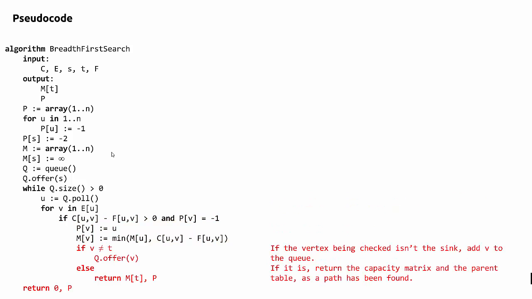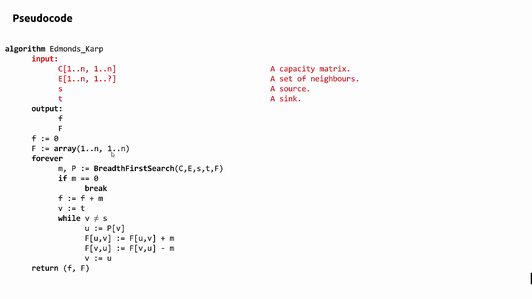Then if the vertex being checked isn't the sink, you add v to the queue. And if it is, you've found the sink, and you return the capacity matrix and the parent table as a path has been found. Otherwise you return 0, which is kind of an error message.